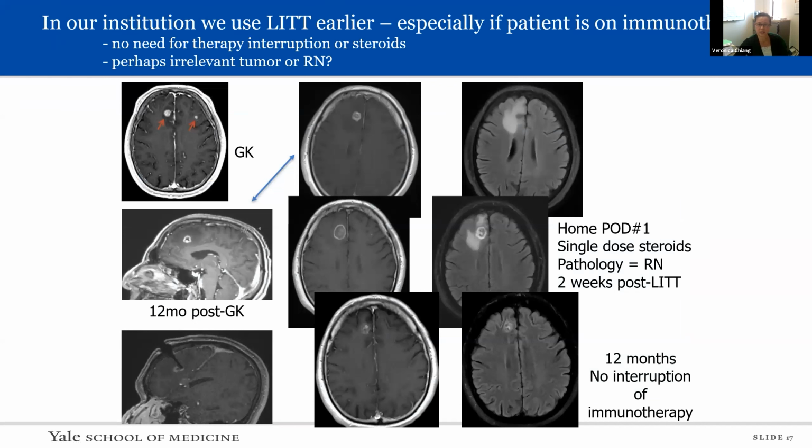And so what this has translated to in our own institution is that we use LITT earlier. When we first started using LITT, we would wait for these patients to be symptomatic and to fail steroids before we offered LITT. But particularly if your patient is on immunotherapy in our institution and the lesion is regrowing, we don't wait, actually. And so you can see in the top left that lesions of this small size are being lasered. These patients go home day one, they only get a single dose of steroids. The pathology is often radiation necrosis, and by 2 weeks after LITT, they are back onto whatever course they were taking before.